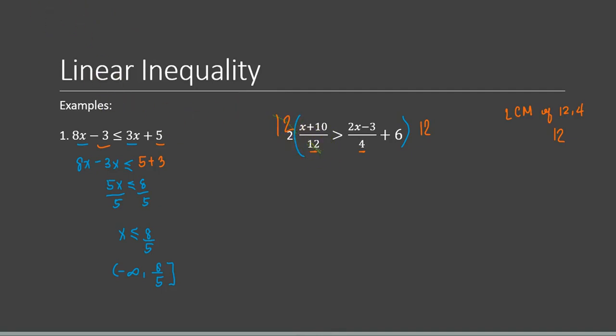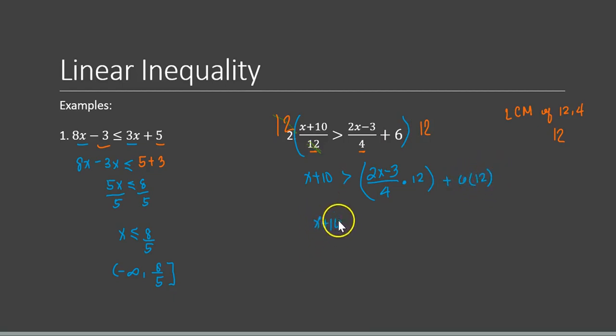So you'll just have x plus 10, since this will just be 1. And then for this side here, if we multiply by 12, let me just write it down first. So that's 2x minus 3 times 4 times 12. So you can see the steps clearly. And then here we have 6 times 12.